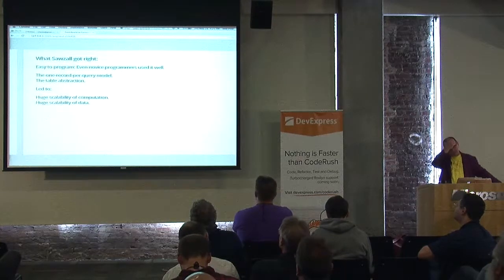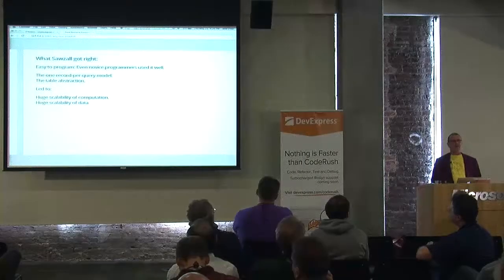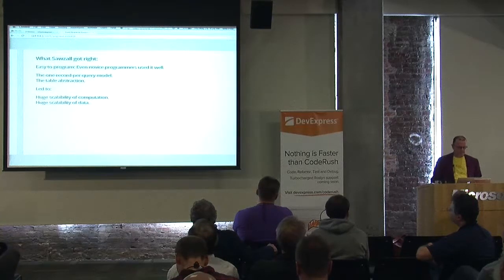So Sawzall got some stuff right. It was very easy to program, and it was designed to be. It was designed so that people who weren't professional programmers, like product managers or just managers, could write simple programs and ask questions about the data. And they were able to do that, and they did it a lot. And as a result, things happened that were made possible by this.